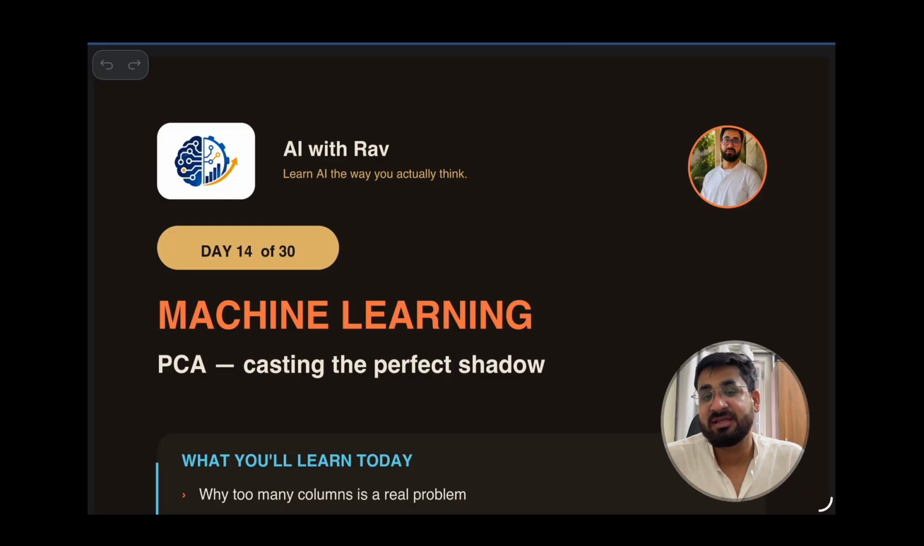So in this journey at 14th day, we are going to learn the second model for unsupervised learning, and that is PCA. We will learn its full form. Rather than learning the full form, we will understand what this is. So this is casting a perfect shadow. This you need to remember. That's one simple line.